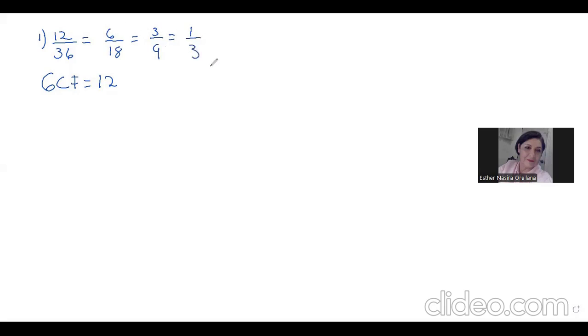That's 3 steps. But if I use the greatest common factor, 12/36 divided by the greatest common factor of numerator and denominator, at once I can find the answer. 12 divided by 12, 1. 36 divided by 12, 3. See? In one step. We can skip this part also if we know the timetables very well. Let's do another example.